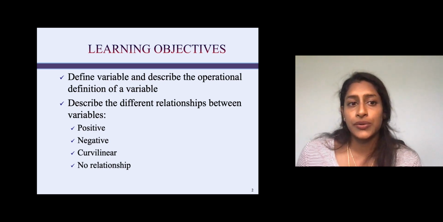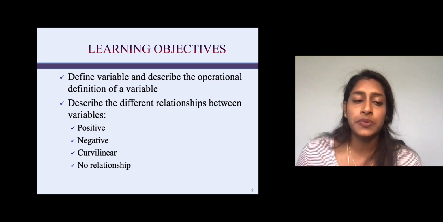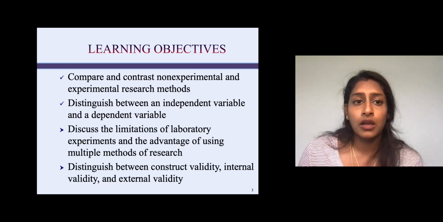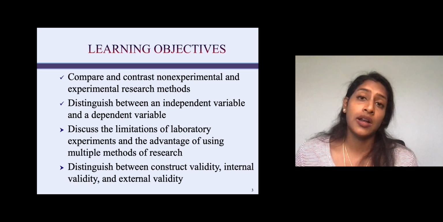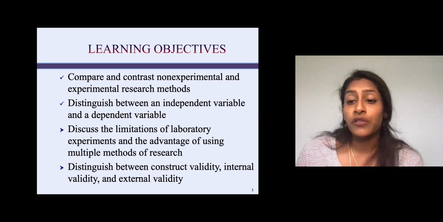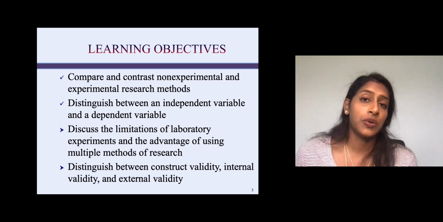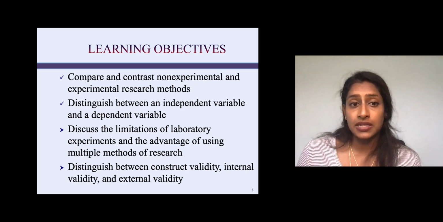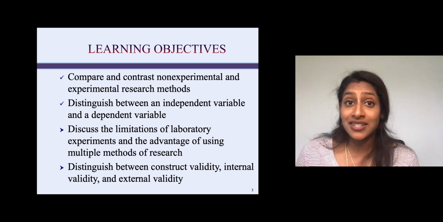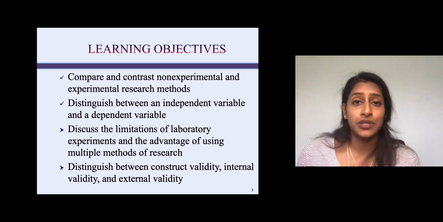Your book also goes into different relationships, so positive, negative, curvilinear, or no relationship. There's also a discussion about the difference between non-experimental and experimental research methods. We'll briefly go into the difference between an independent and a dependent variable. This is something that will continue to remain with you even as you move into statistics and then as you move into capstone as well.